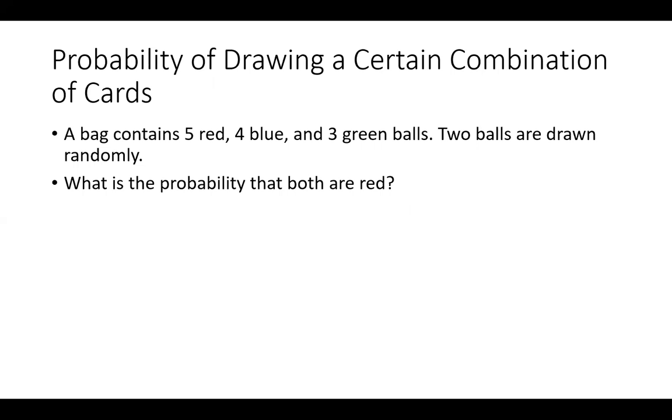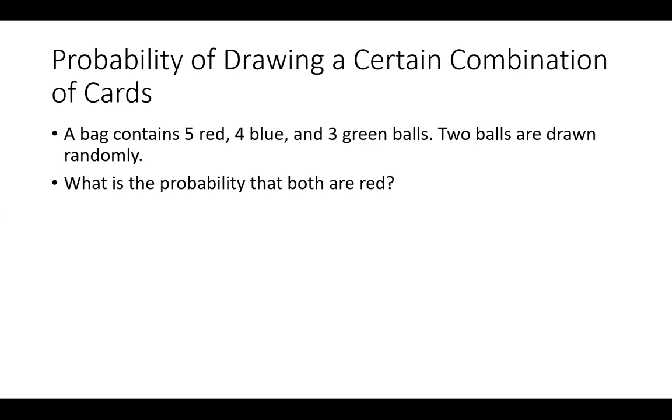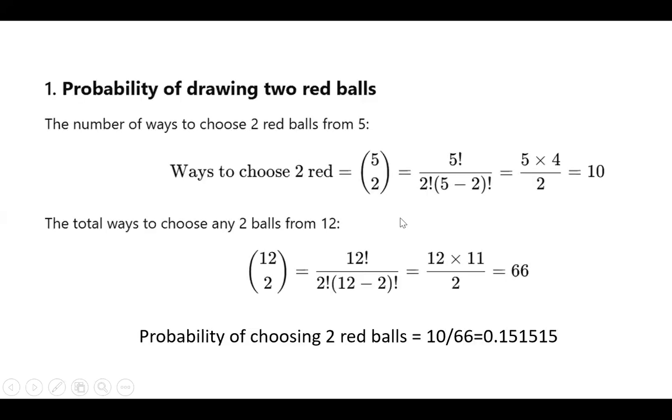A bag contains 5 red, 4 blue, 3 green balls. 2 balls are drawn randomly. What is the probability that both are red? Now let us solve this problem. The number of ways to choose 2 balls: how many balls are there? 5 plus 4, 9 plus 3, 12. So 12 balls are there in total, and you have to choose any 2. How many combinations can be there?